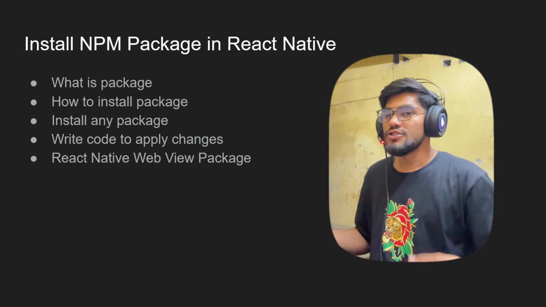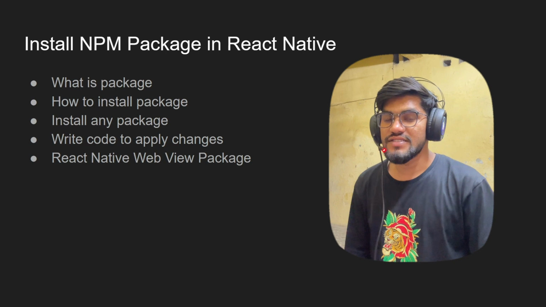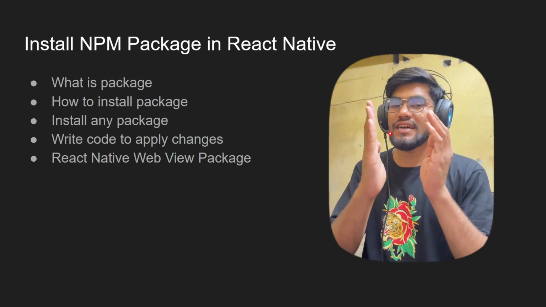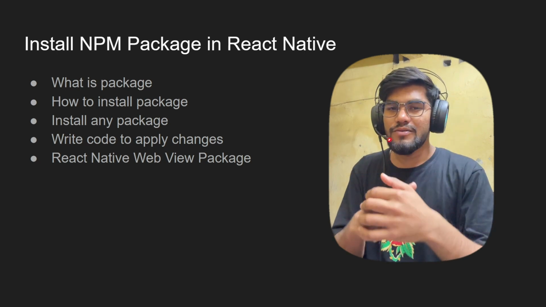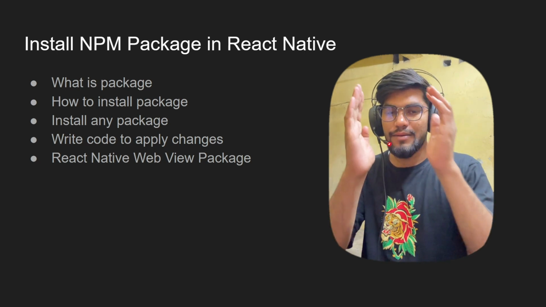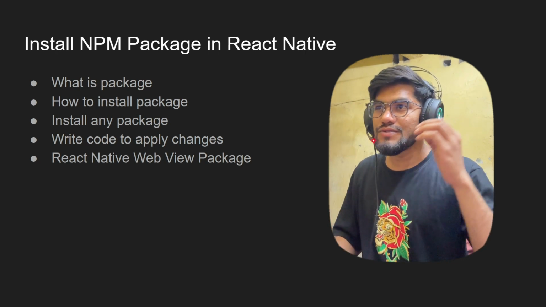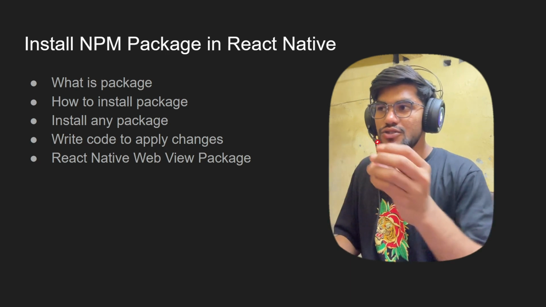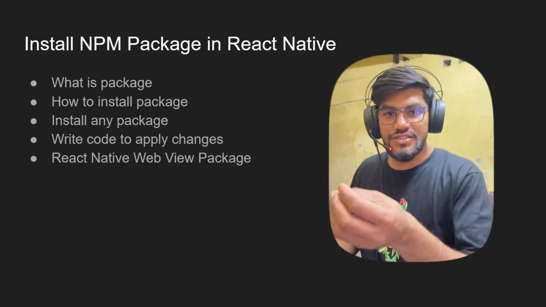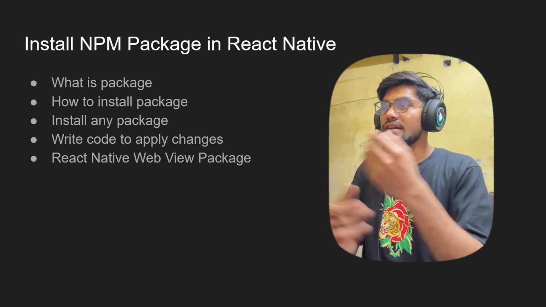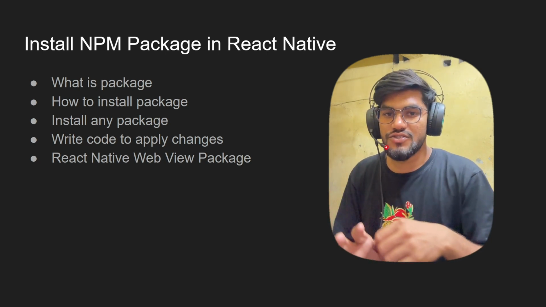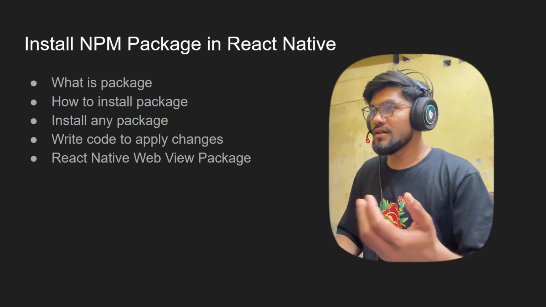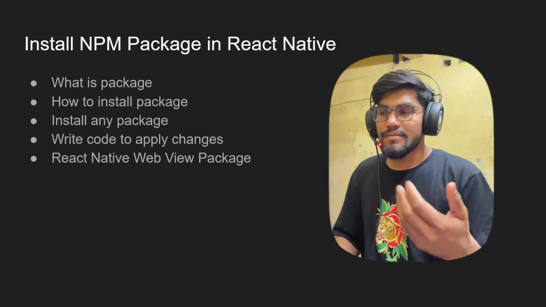Let's suppose you want to build a swiper functionality, like in the Tinder app. Or let's suppose you want to show a slider. There is one package called React Native slider. You just have to install it and use it. You don't have to code it from scratch, and that's how packages help us make our life simpler.